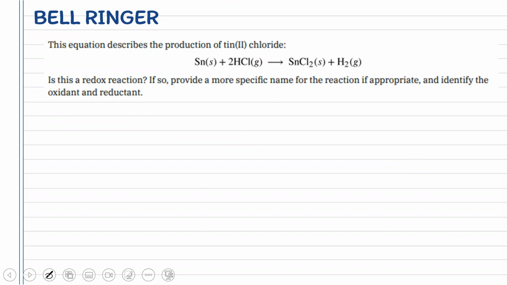So we have an equation. They're saying that this equation is the production of tin chloride. So we have tin. If you don't know, the chemical element for tin is Sn. If you're expecting something to start with T, well, you're wrong. Now they're telling you that tin is in its solid form. That means it is just the element of tin, in its elemental form.